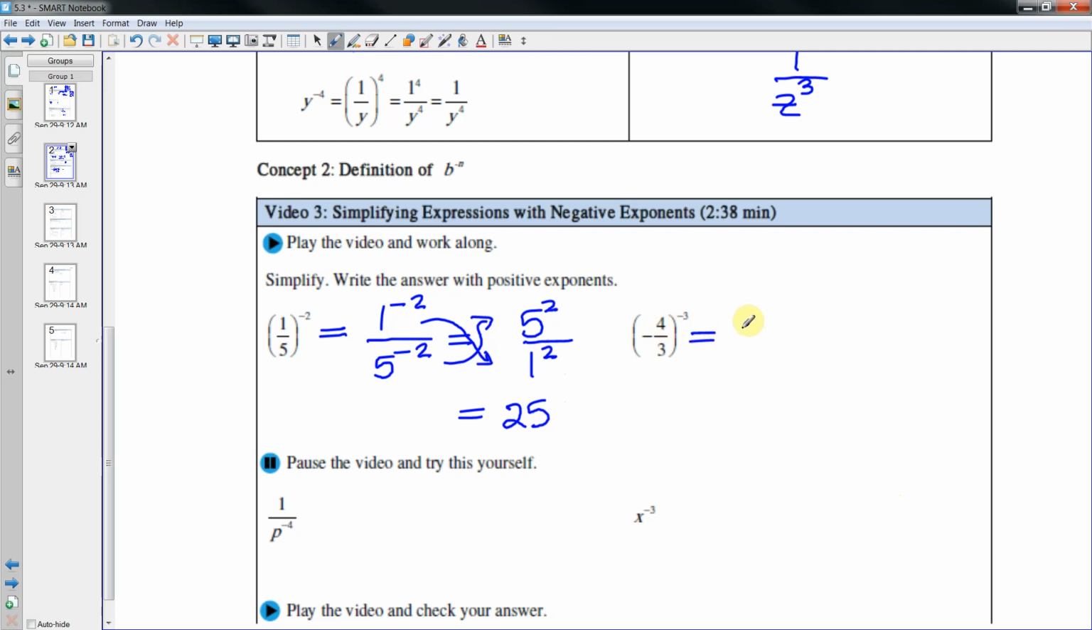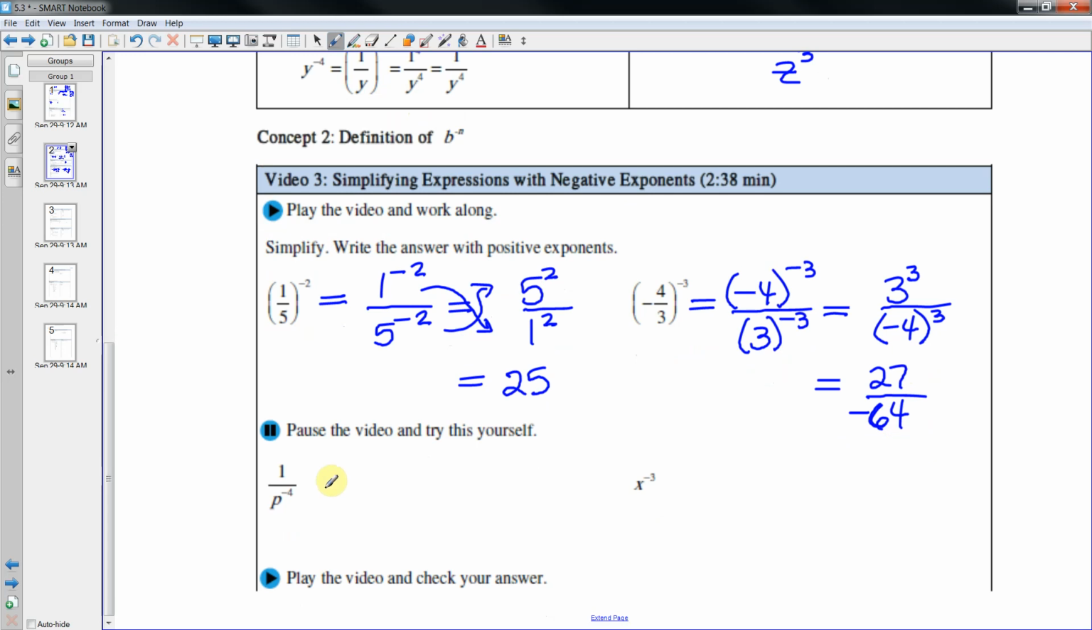Okay, here's another one. Negative 4 over 3, so that's going to be negative 4, and I'm going to keep the negative with the 4, to the negative 3 power, and then 3 to the negative 3 power. Each of those has a negative exponent, so I'm going to move the 3 to the top. It's going to become 3 cubed. On the bottom, the negative still stays with that 4, but the cubed part becomes positive. So 3 cubed is 27. 4 cubed is going to be 64, and it's going to stay negative because I've got an odd number of negatives, so I have a negative answer.